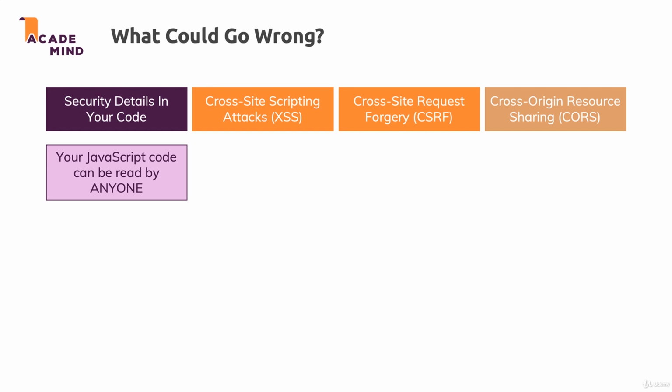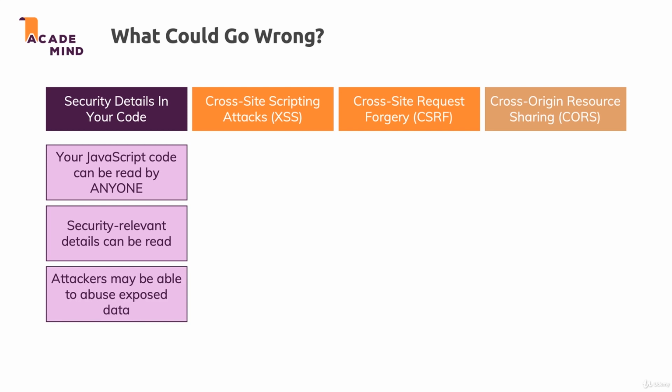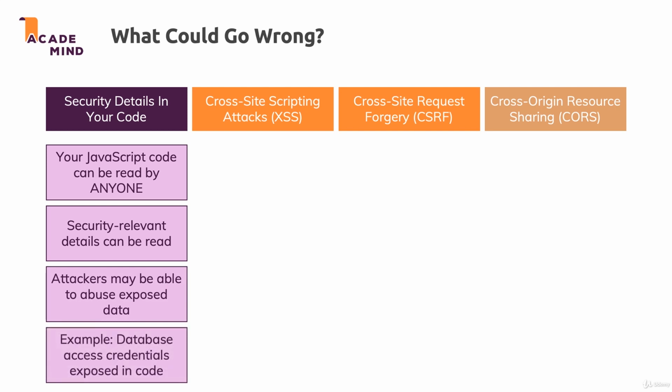Therefore, any security relevant details you have in there, any confidential data you have in there, is exposed to your users, and therefore it should not be in there. You should not have security relevant information or confidential data in your browser-side JavaScript code, because attackers may be able to abuse that exposed data. For example, if you have your database credentials in there, attackers could read them and could connect to your database to then read your data, change your data, or do whatever they want to do.